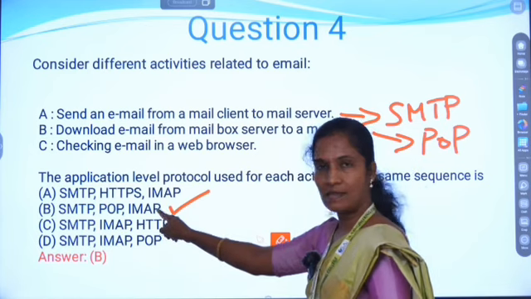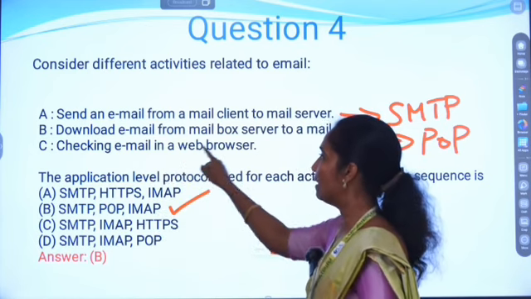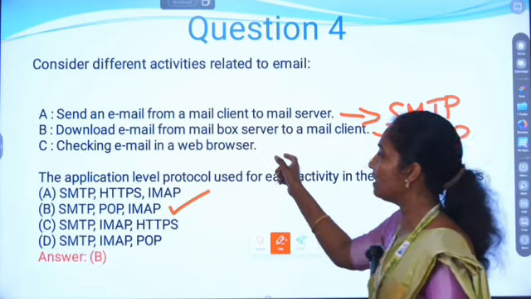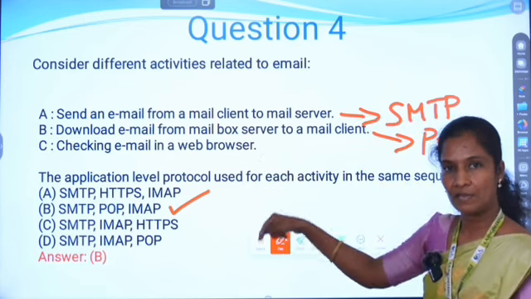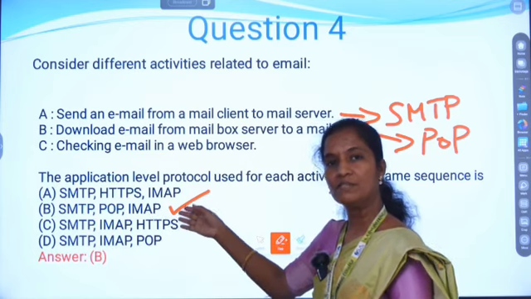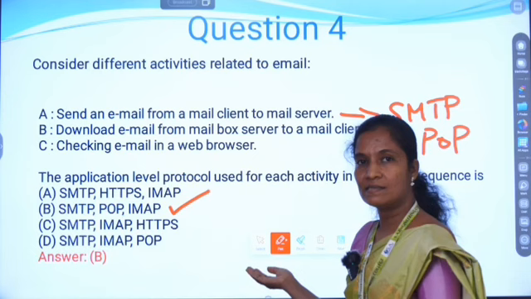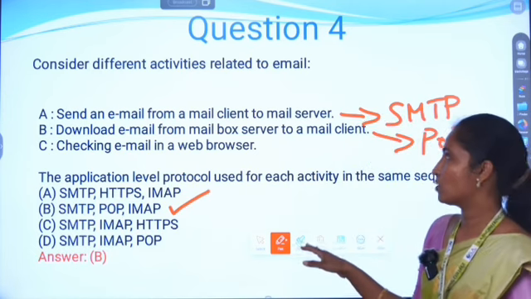The third option is IMAP, meaning the third activity is checking email in a web browser. For checking email in a web browser, we can use Internet Message Access Protocol, which is used to access the messages or mails from the mailboxes.